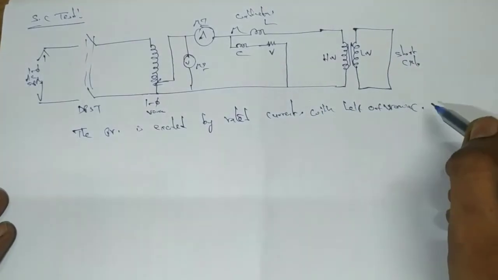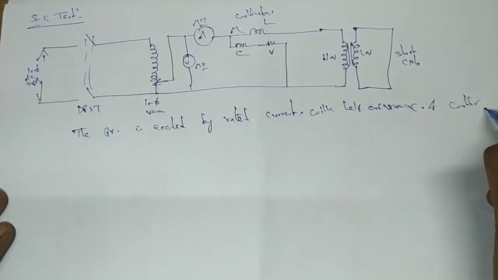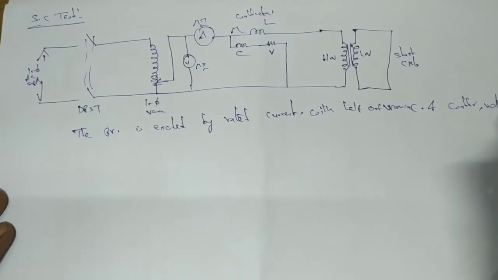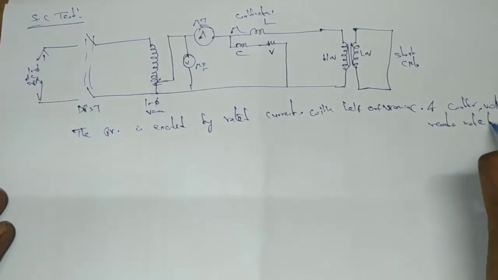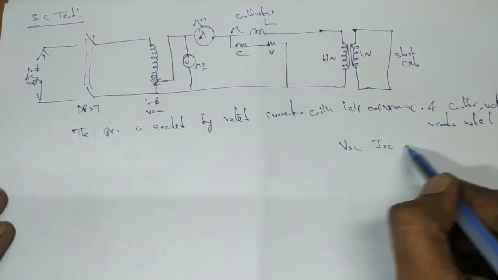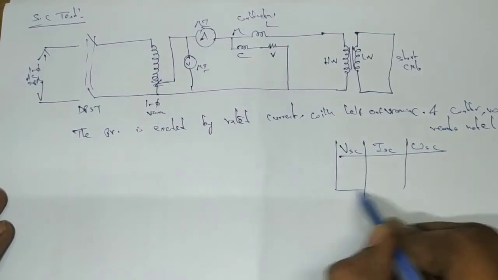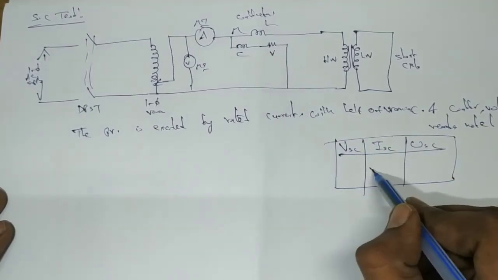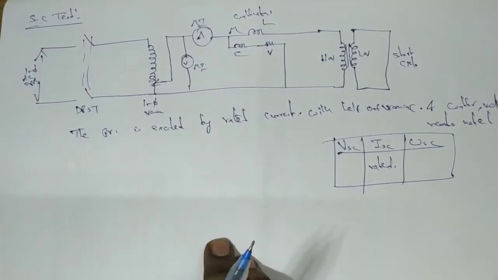noted. Here the table consists of VSC, ISC, and WSC, where VSC is the short circuit voltage, ISC is the short circuit current, and WSC is the short circuit wattmeter reading. Out of these three, ISC is the rated value. Up to the rated current, the variac should be varied, and we have to note down the voltmeter and wattmeter readings.